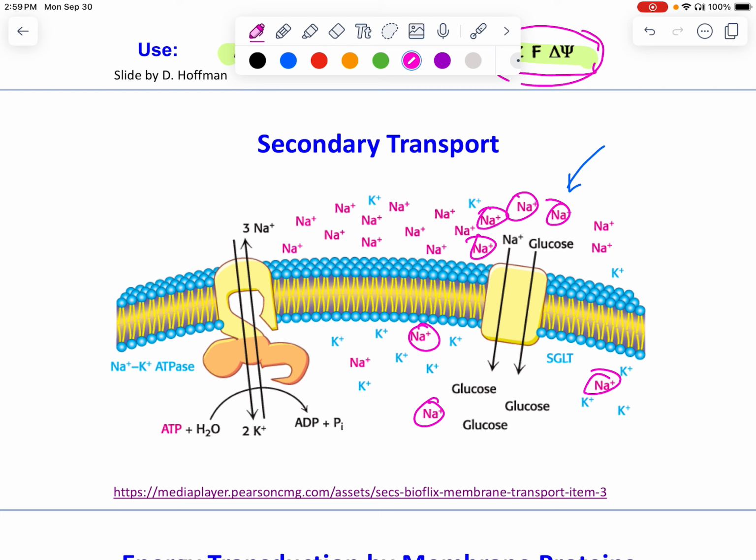And so this is considered a secondary transport because something else had to set up that concentration gradient at first. And so over here, this piece was actually our primary transport. Okay, it's setting up that concentration gradient. In this case, it's that sodium-potassium pump. And we're going to look at that in depth.